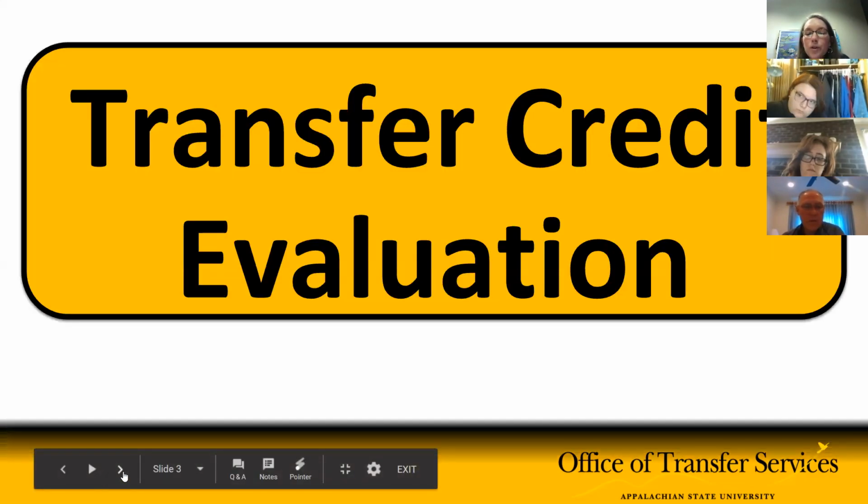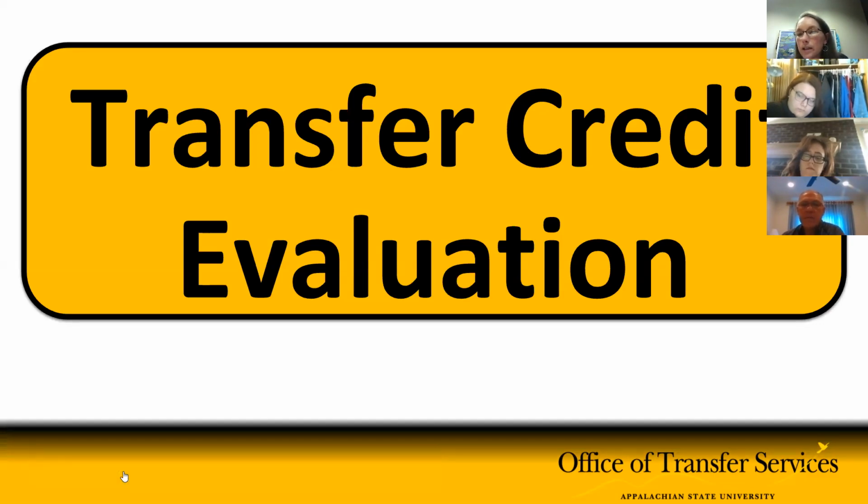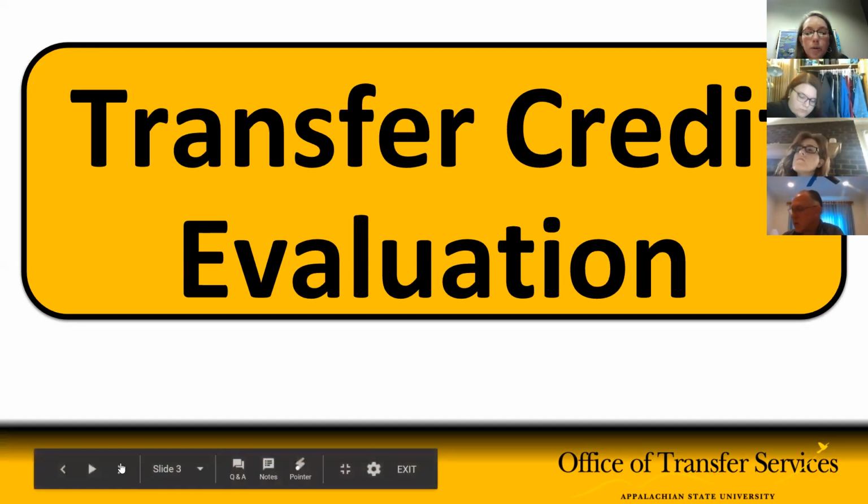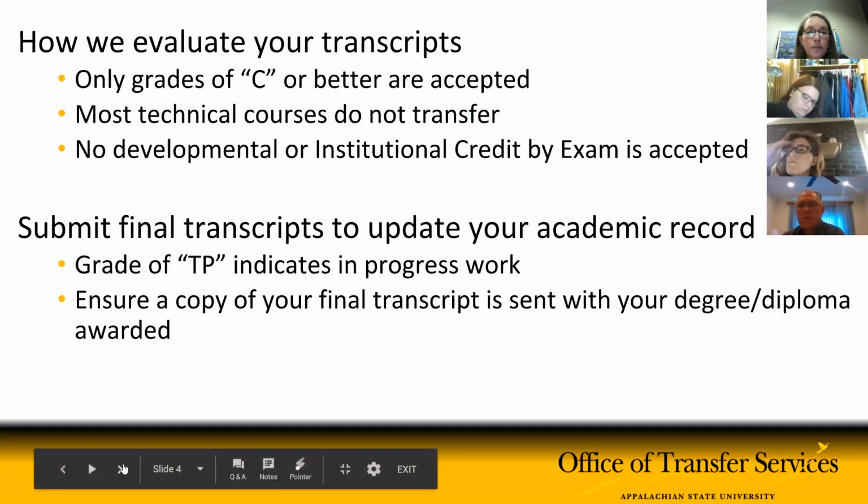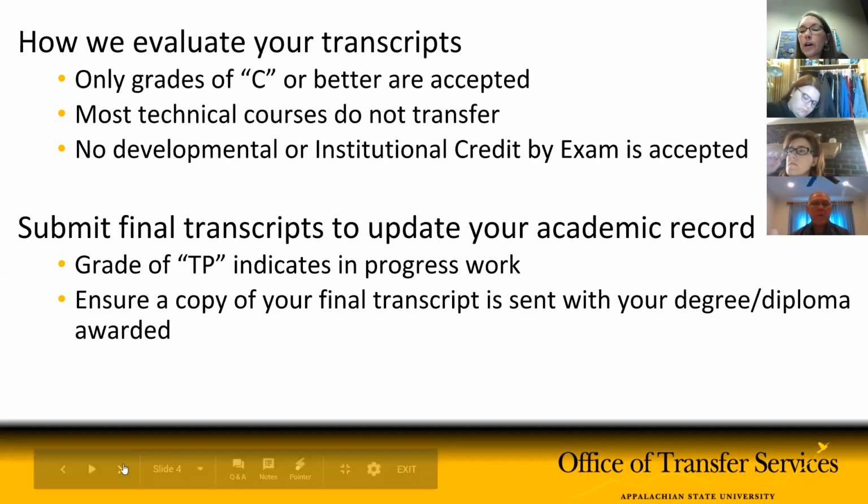Okay. So the first thing we're going to talk about is the transfer credit evaluation. Now, hopefully everyone has had an opportunity to see their transfer credit evaluation. And if not, we'll talk a little bit about how to access that. So when you look at your evaluation, some things to remember. When we evaluate your transcripts, we only accept courses that you have achieved a grade of C or better in. We do not accept any courses that are below a C, so a C- is not accepted. We do not accept any technical courses or developmental or institutional credit by exam.